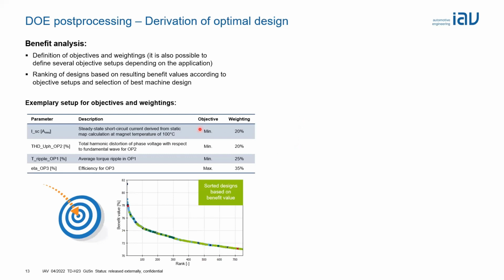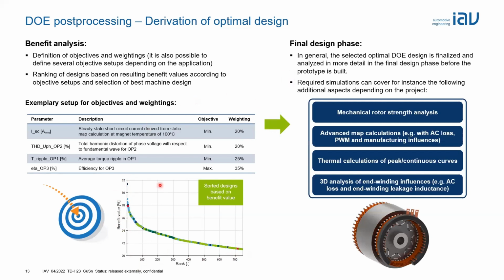And below you see a typical exemplary setup for the objectives. In this case, we have 4 objectives and the related weightings, and the result is then the rank of the design with their benefit value. And in general, we then select the best design with the rank number 1 and the highest benefit value. And the selected final optimal designs are transferred to the final design phase.